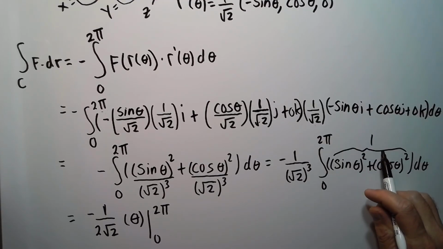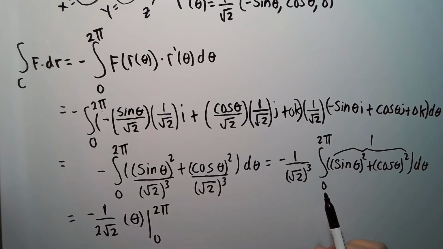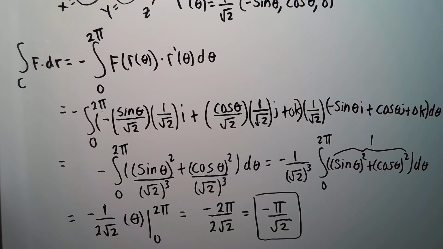Integrating 1 just becomes theta, so I'm going to evaluate it from 0 to 2 pi. And square root of 2 cubed is square root of 2 times square root of 2 times square root of 2, so it's going to be 2 square root of 2. So putting 2 pi in place of theta, that reduces to negative pi over square root of 2. And that's what we're trying to show. That's the same answer we got from part 1. So hence we verified Stokes' theorem. We've shown the line integral around the boundary equals the surface integral. So we're done.